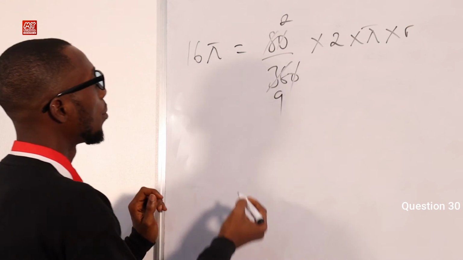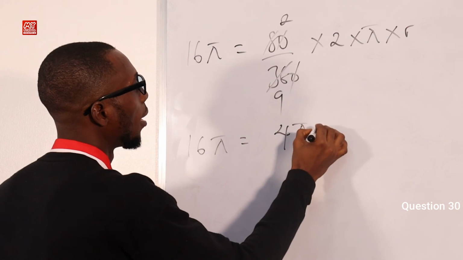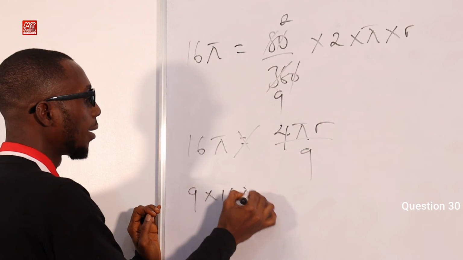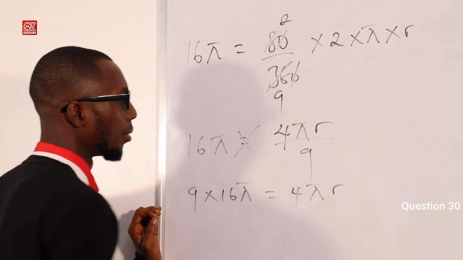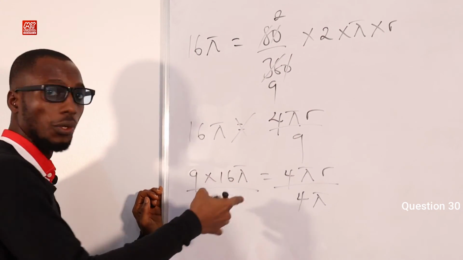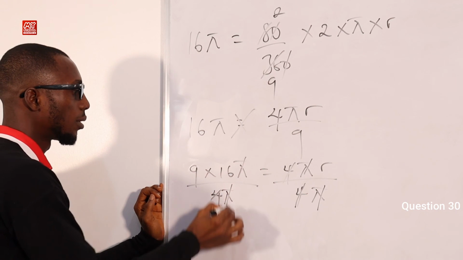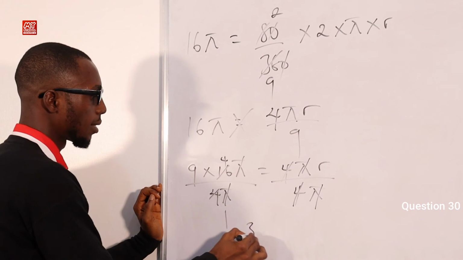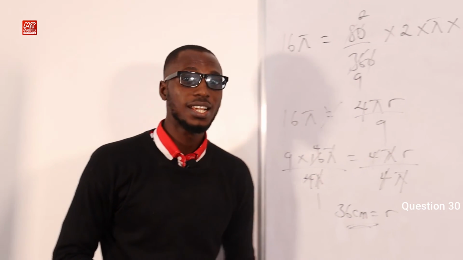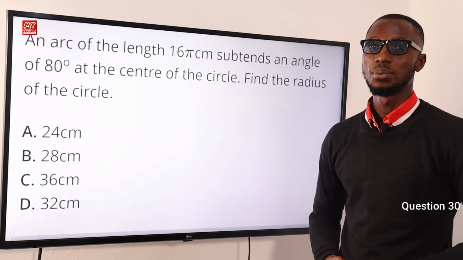So basically we'll have 16 pi equals 2 times 2, so we have 4 pi r over 9. Cross multiply: we'll have 9 times 16 pi equals 4 pi r. Dividing both sides by 4 pi, pi cancels, 4 here 1, 4 here 4. 9 times 4, that is 36. So our radius is 36 centimeters. Let's go back to the screen and select the correct option. We can see option C is the correct option.